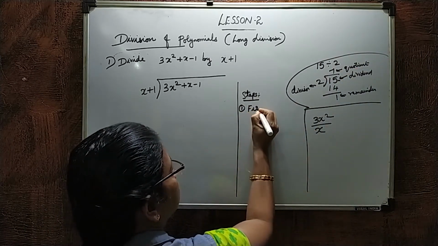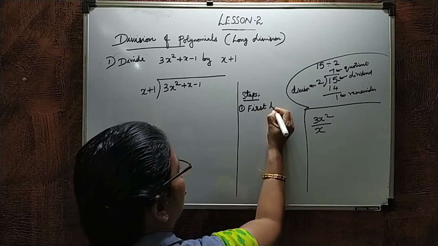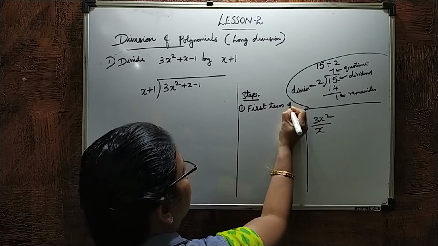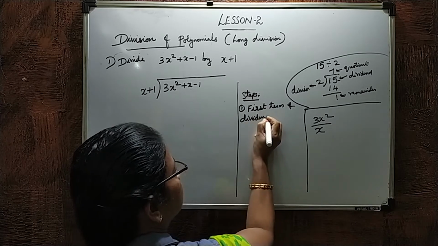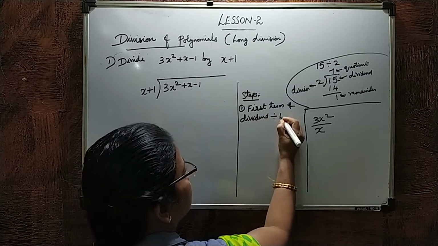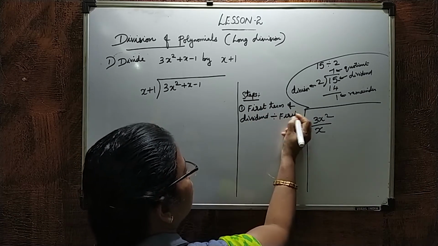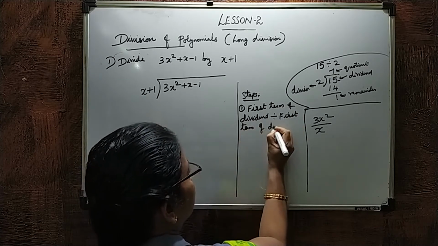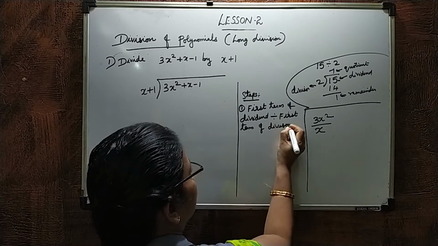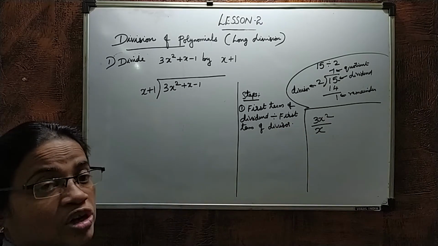first term of dividend divided by first term of divisor. Okay. So here what will you get then?